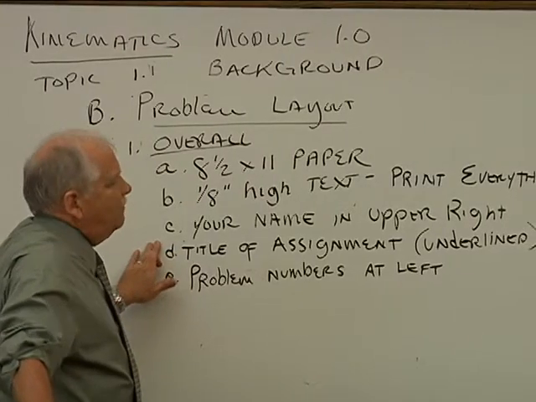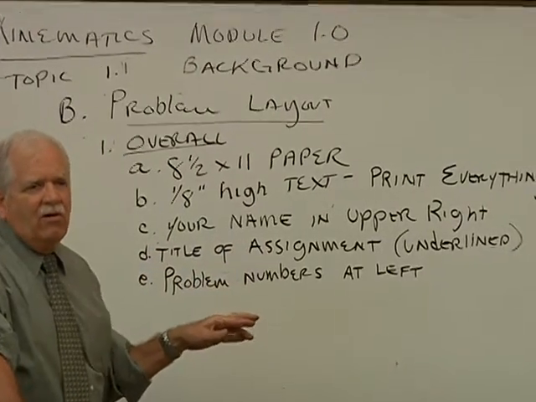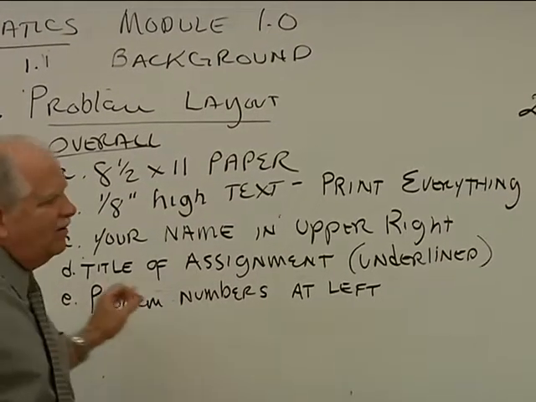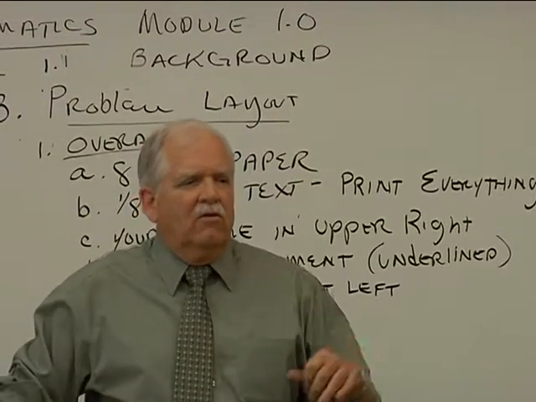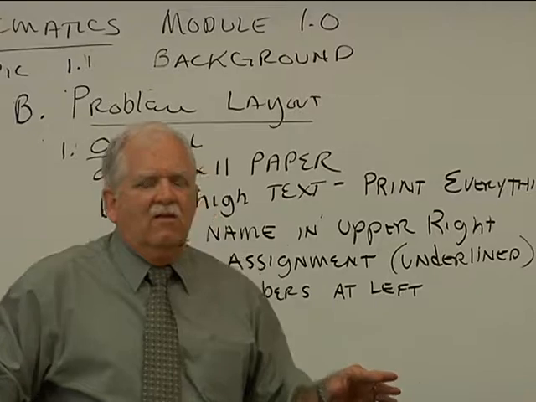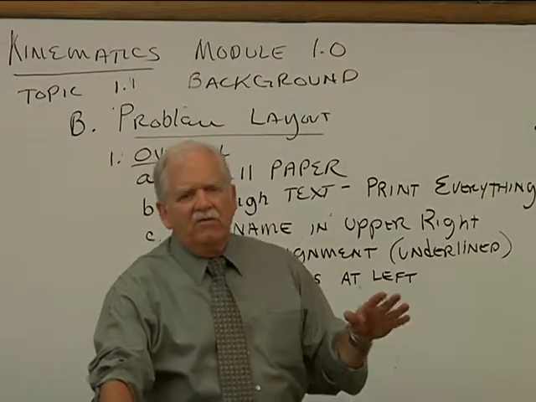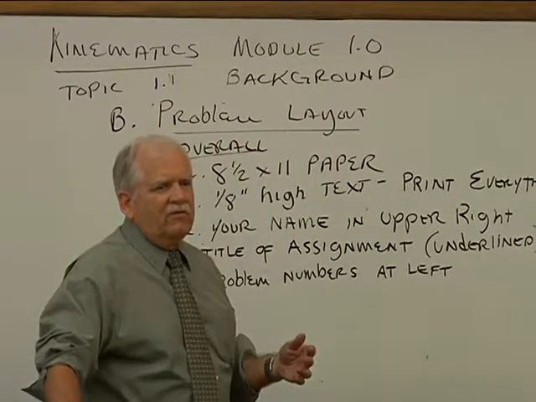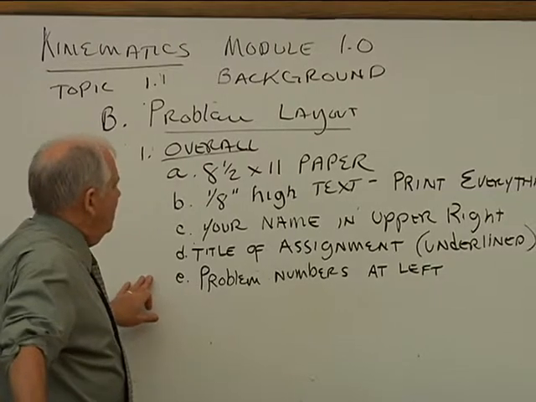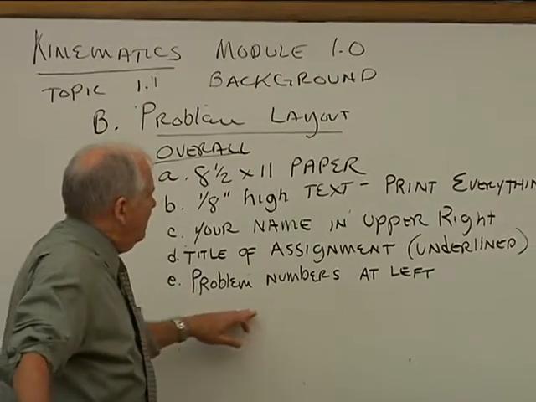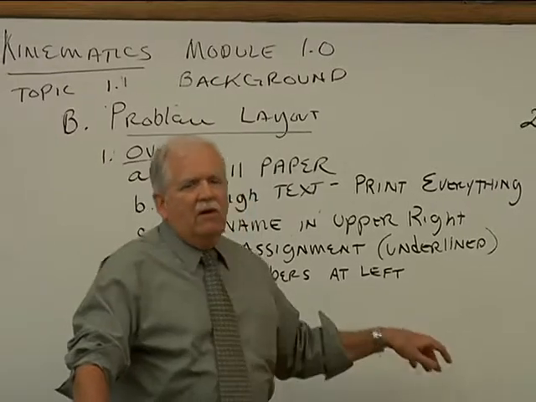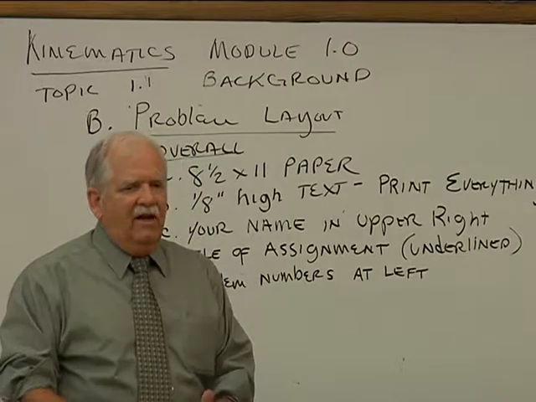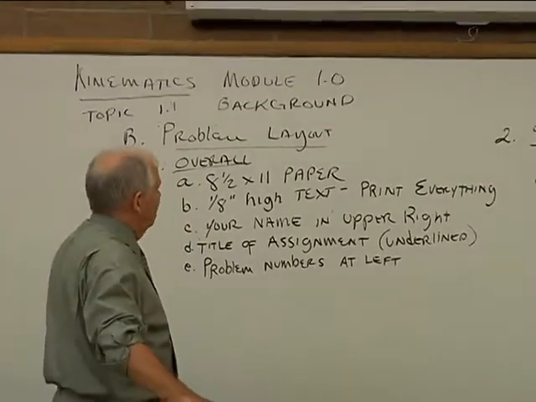Next, your name should be printed in the upper right-hand corner of each sheet. Next, the title of the assignment should be underlined at the top of the paper so that I know what assignment you're working on. That way, if your instructor has a number of assignments, we can identify exactly which one you're working on. Finally, the problem numbers are at the left of each problem so that I know what problem you're working on.